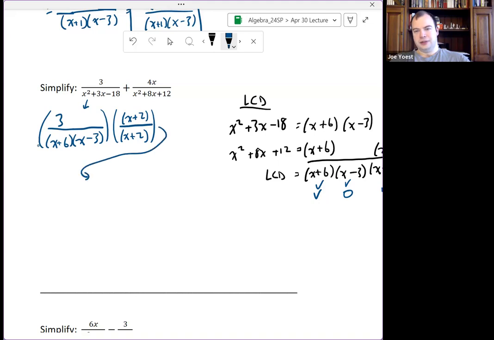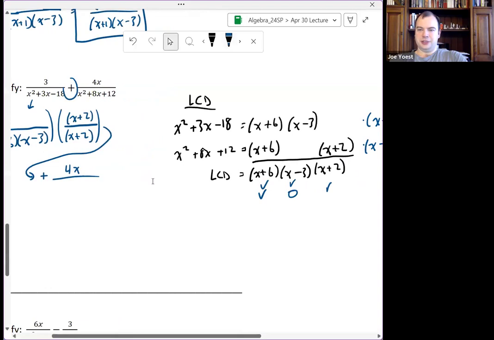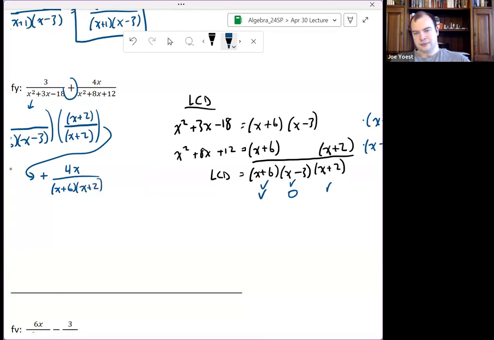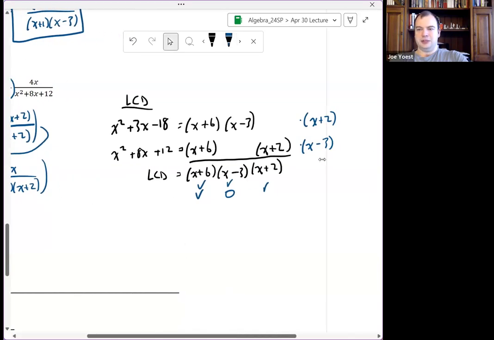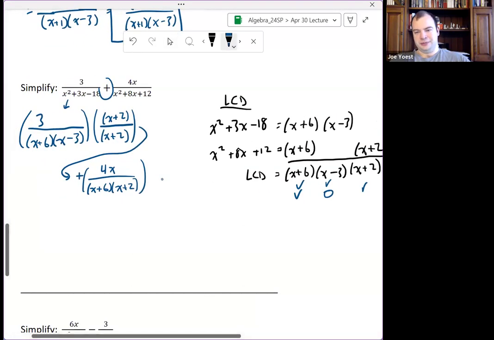And then I'm going to just pop over here for the plus 4x over, and this denominator, x squared plus 8x plus 12, I'll choose to write as (x + 6)(x + 2). So that's my original second fraction. But to get a like denominator, I need to supplement with a factor of x minus 3 on the bottom, and on the top as well.